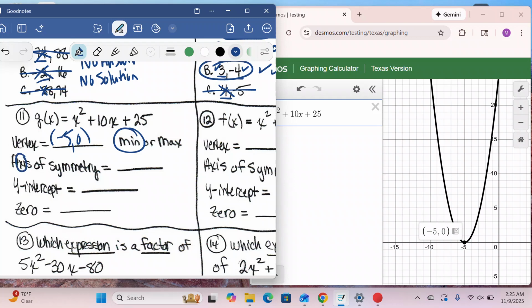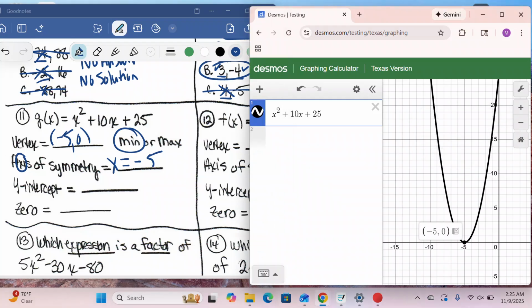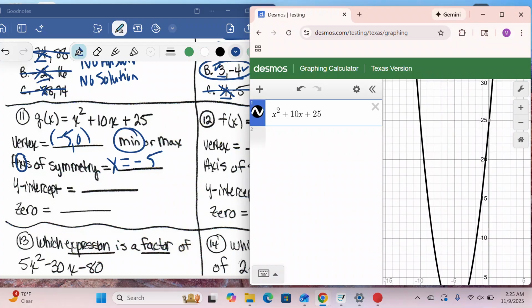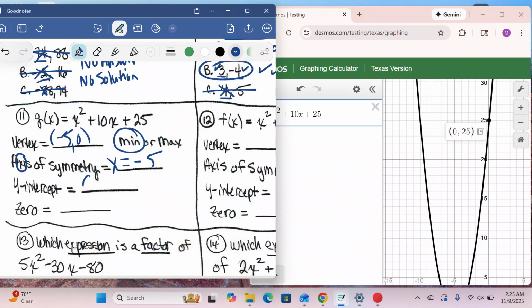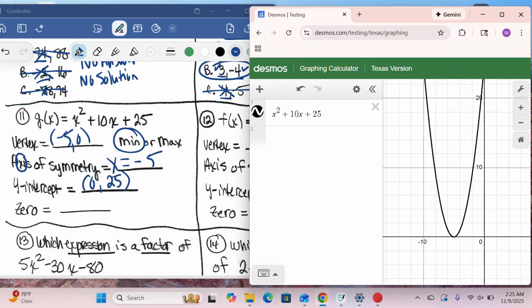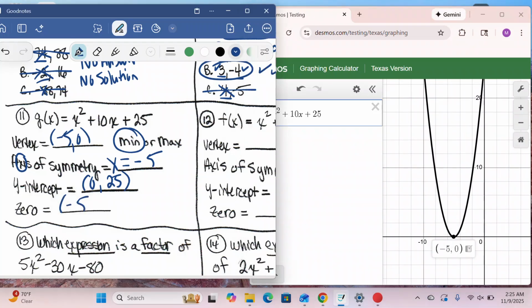Remember our trick, axis of symmetry. We're going to put x equals the axis of symmetry, which is the x value of the vertex, which is negative 5. So that is our axis of symmetry. Next, I'm going to find my y-intercept. My y-intercept is 0, 25. And this one I only have one zero, and I'm going to click on it, and it is negative 5, 0. Once again, it is a minimum because it is at the bottom. I have my axis of symmetry, I have my y-intercept, and I have my zero.